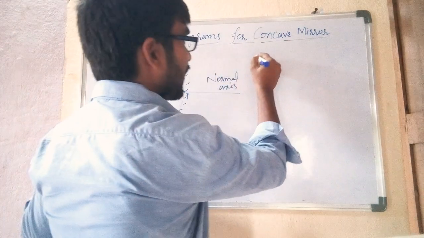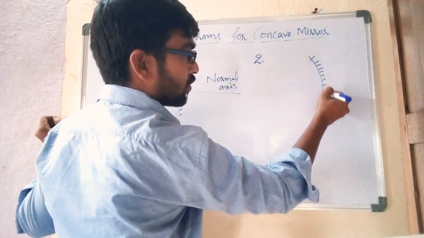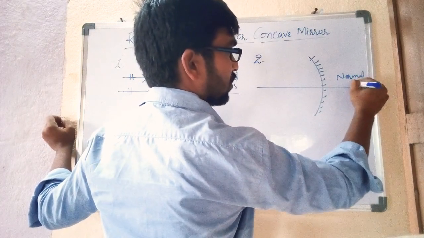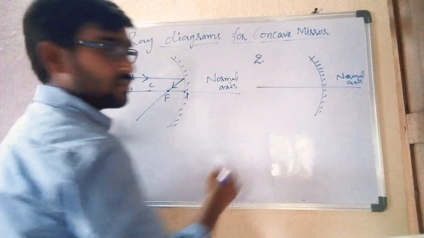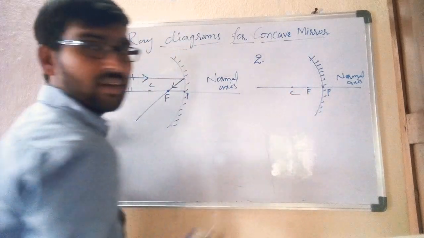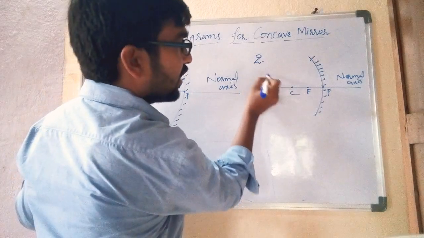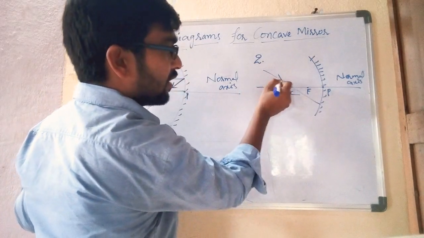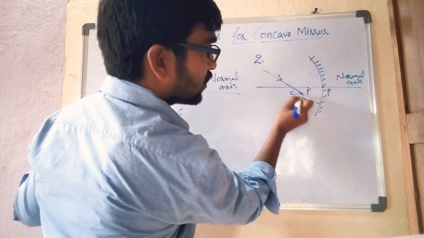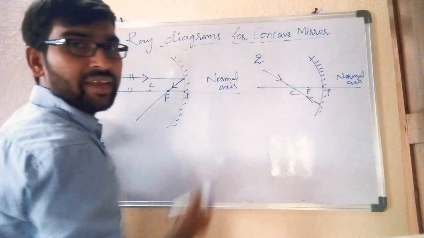And what about the second one? Take a concave mirror and it is the normal axis, and here is the pole, it is the focal point, it is the center of curvature. The second rule is that the incident ray is passed through the center of curvature. The reflected ray also is in the same direction.